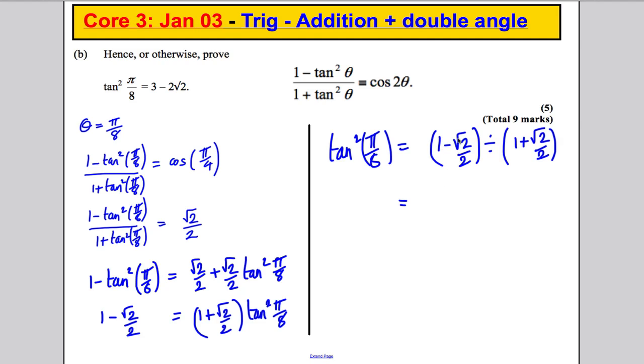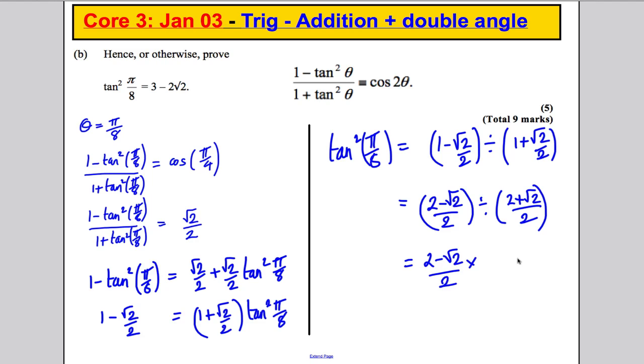If I want to work out the top of this fraction, I would have to make the denominators the same. So this would be the same as 2 subtract root 2 over 2 divided by 2 plus root 2 over 2, which is the same as 2 subtract root 2 over 2 multiplied by 2 over 2 plus root 2. The 2's would cancel, so I would get 2 subtract root 2 over 2 plus root 2. But I wouldn't like to leave it like that. You should rationalise a surd, so I should multiply top and bottom by 2 subtract root 2.